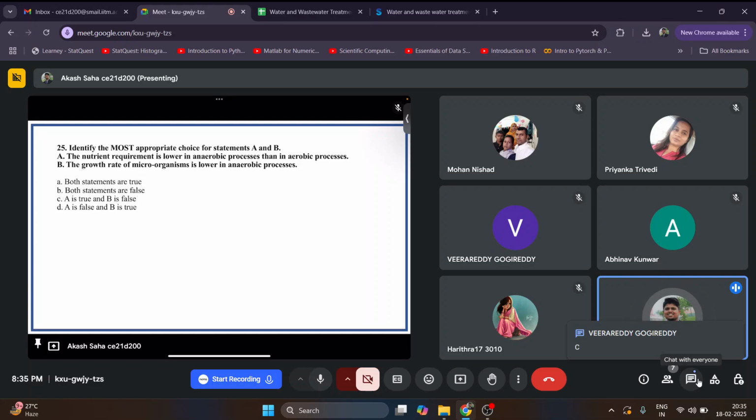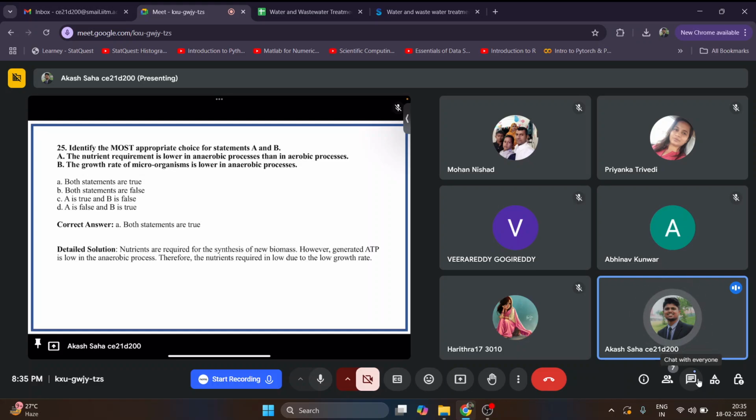Actually, here both statements are true. Why, I will tell you. Because in aerobic systems there is a generation of more ATP, and ATP is nothing but the energy source. So more ATP is generated, and because of that the growth rate will be very high in the case of aerobic. And because the growth rate is also high, the nutrient requirement will also be high in the case of aerobic. That's why for anaerobic processes, both of them are lower compared to aerobic processes, because the ATP generation is lower.